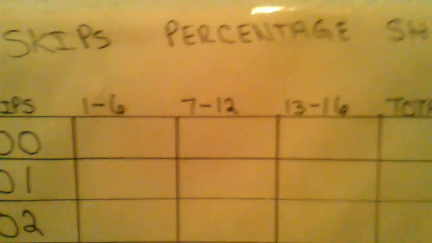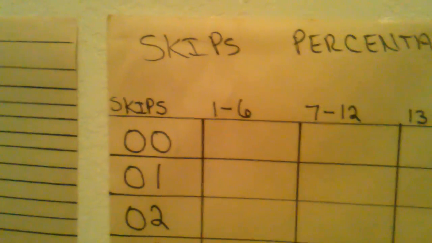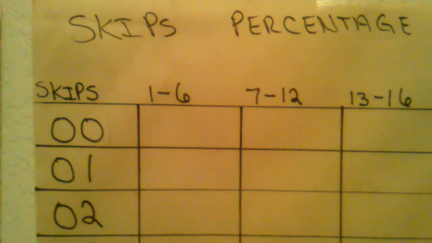So take care. And once again, this is your percentage sheet used to track the skips. Or you can also use it, if you choose to do so, to track your lottery numbers. Instead of putting the skips in the left column, you can put your lottery numbers here. And of course, do it all the way up for all of your lottery numbers. And of course, you're going to have the same heading, 1 through 6, 7 through 12, 13 through 16. And of course, at the end, you will have your total. So you can do it that way also.